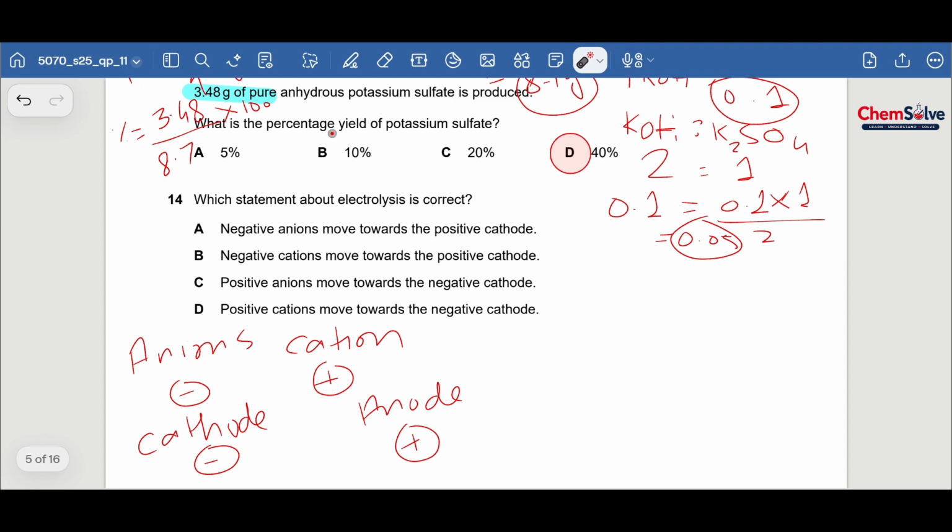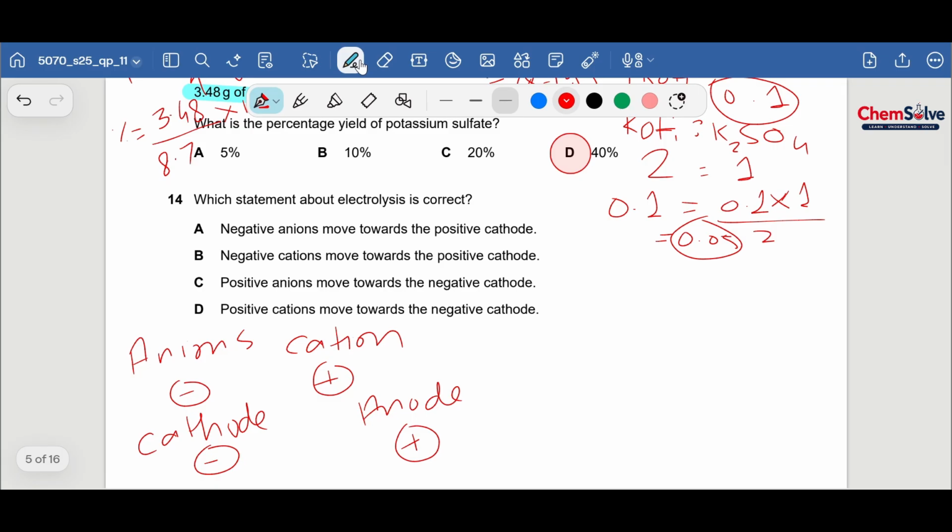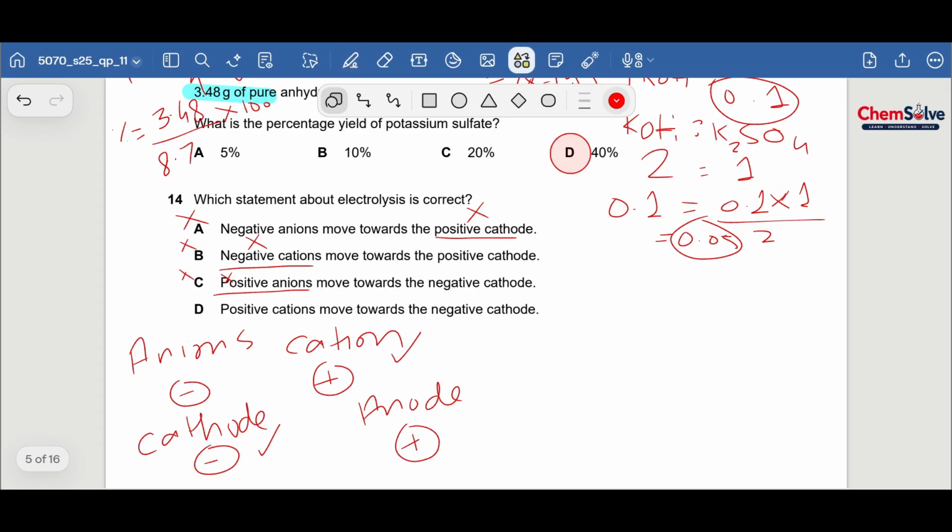So according to the first option, negative anions move towards the positive cathode. Cathode is not positively charged, so this option is incorrect. Negative cations are not negative, so this option is also incorrect. Positive anions are not positive, so this option is also incorrect. Positive cations move towards the negative cathode. Yes, positive cations move towards the negative cathode, so this option is correct.